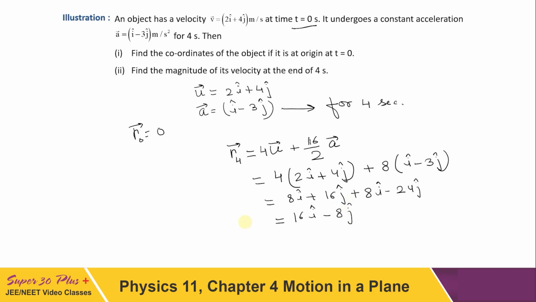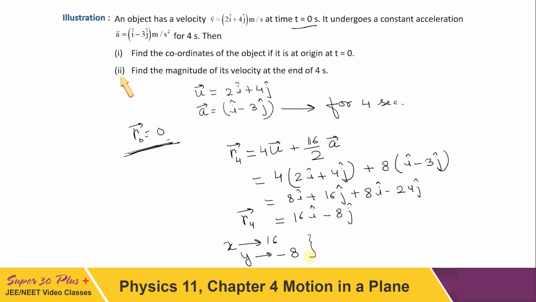So this is the position at t is equal to 4 seconds. There is no need to subtract the position at t is equal to 0 because that value is already given as 0. It has started motion from the origin. So this is the position of the particle at t is equal to 4 seconds. Now if we have to write the coordinates, the x coordinate will be 16 and the y coordinate will be minus 8. So these are the coordinates at t is equal to 4 seconds.